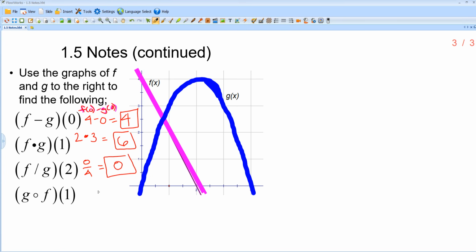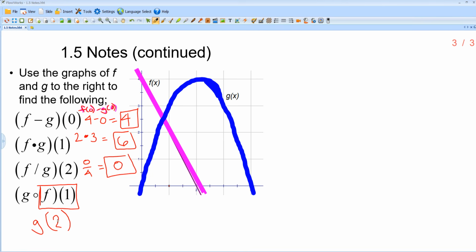And then last, g of f of 1. So I have to start here, f of 1. When I do f of 1, I go to 1. I go up to the pink line, since that's f, and I get 2. What I'm doing then is g of 2.